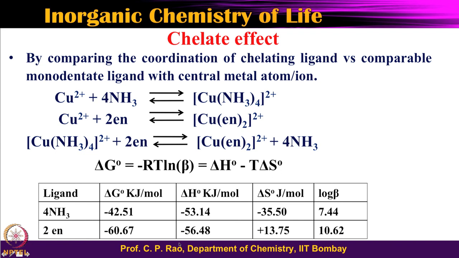Now, you can look at the same thing here. You see that the delta H value for the 4 ammonias is minus 53, and for the 2 ethylene diamines minus 56, not much difference here. But if you look at the delta G, it is minus 42.5 and minus 60 point, let us say 5. So, almost 18 kilocalories difference. There is about 18 kilocalories difference in the delta G between a copper tetramine complex versus a copper bis ethylene diamine complex.